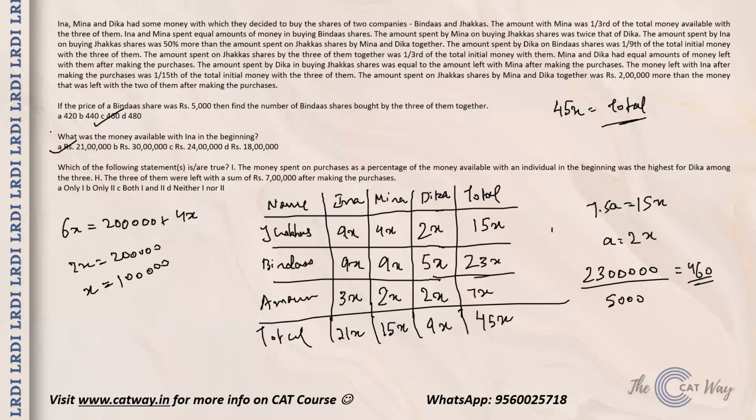Second statement: the three of them were left with a sum of 7 lakh after making the purchases. So yes, they are left with 7 lakh after making the purchases. So which option is right? Only statement 2, that is option number B, is the correct answer.